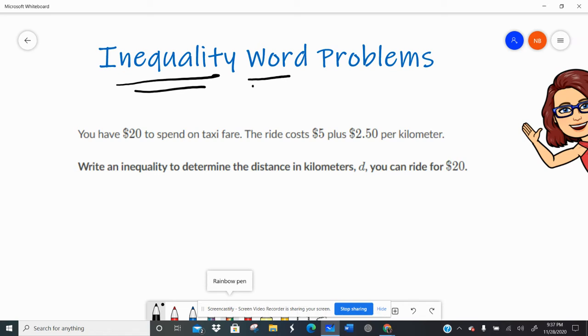Today we're talking about inequality word problems. So again, we're doing multi-step, 1, 2, or more than 2-step word problems. And we've been focusing on inequalities for a while now. So this is just adding some words to our problems. All right, without further ado, let's do this thing.